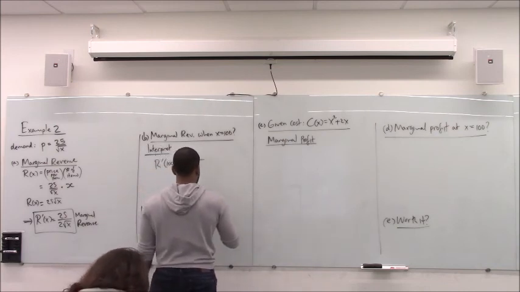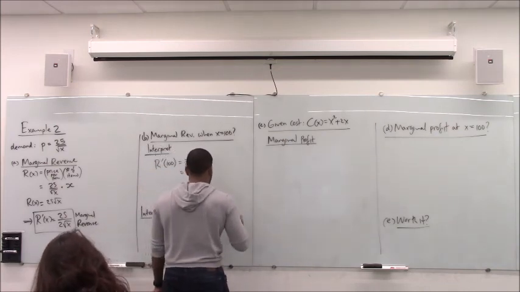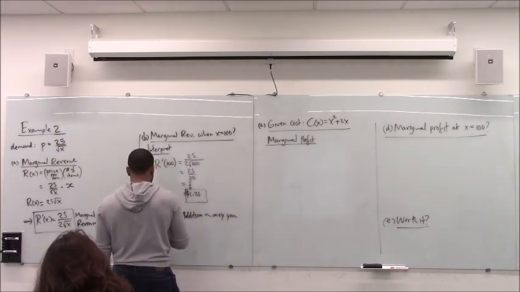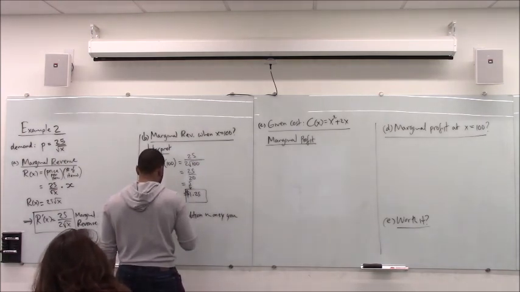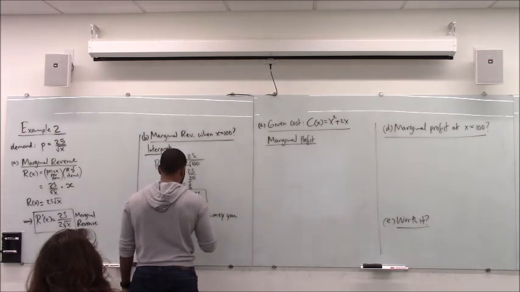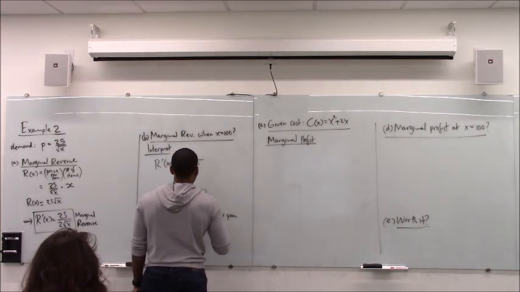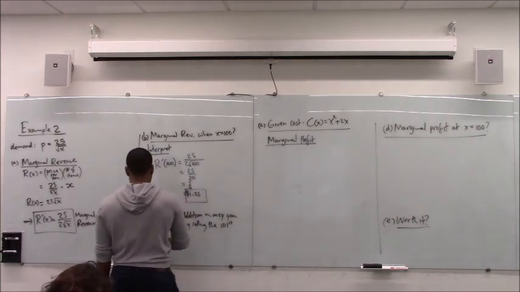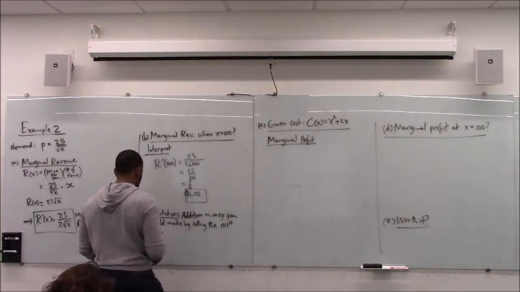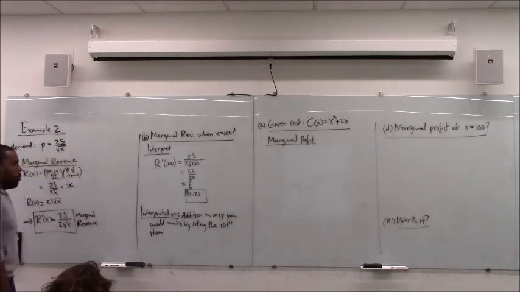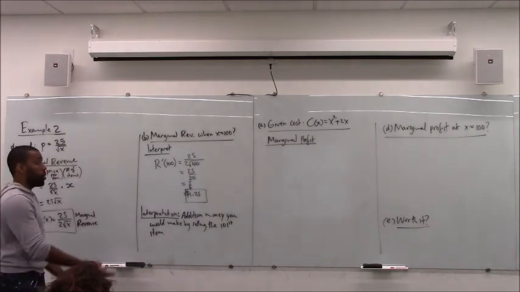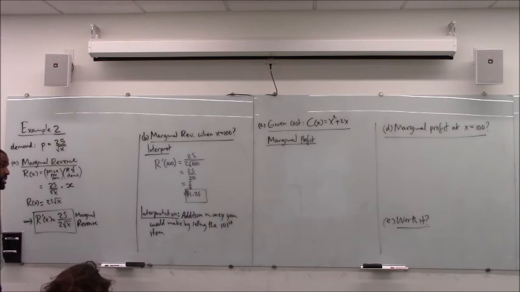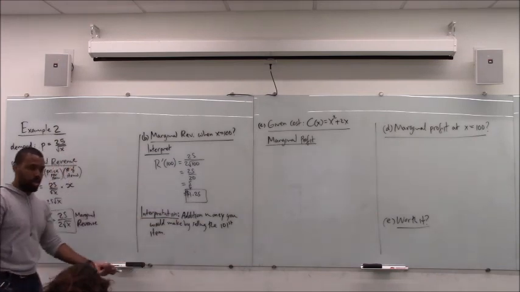money you would make by selling the 101st item. So given the fact that you've already sold 100 of them, how much extra money would you bring in by selling one more? If you were to push that margin by one more, what's going to happen? Well, you'll increase your revenue by $1.25.